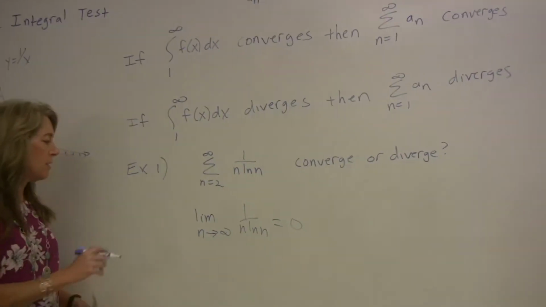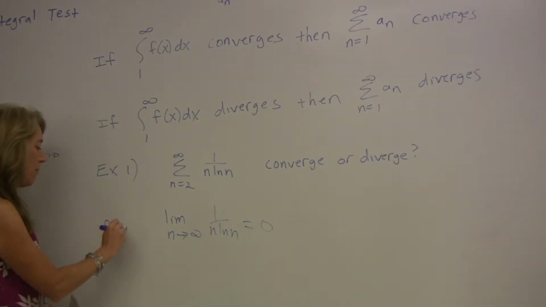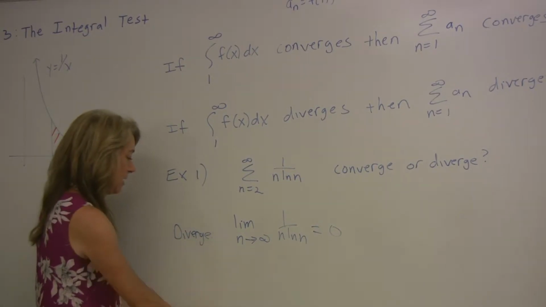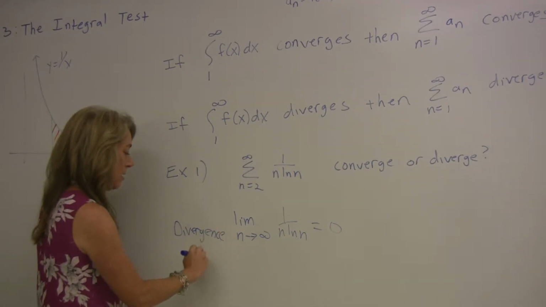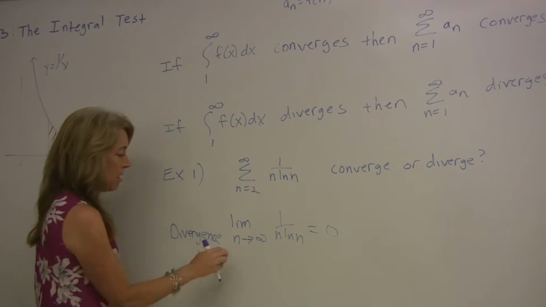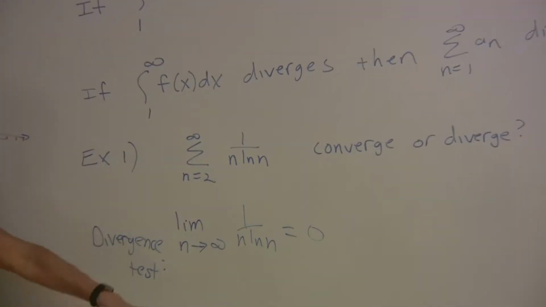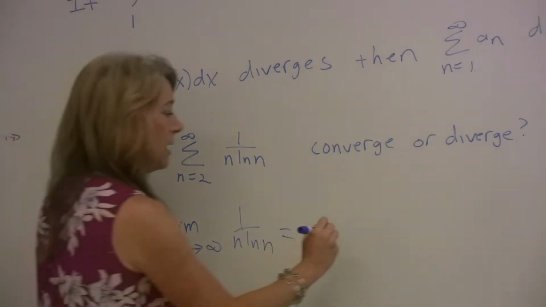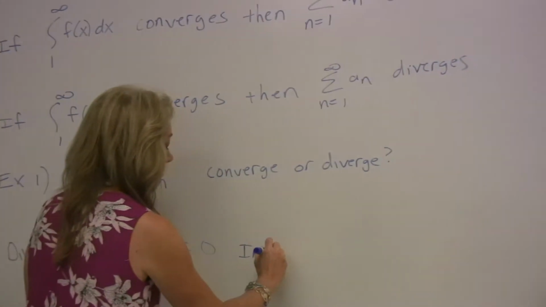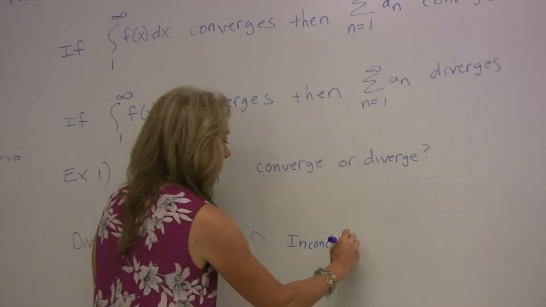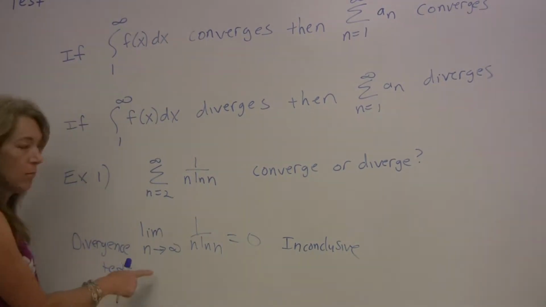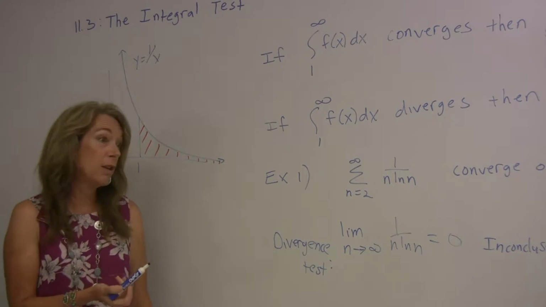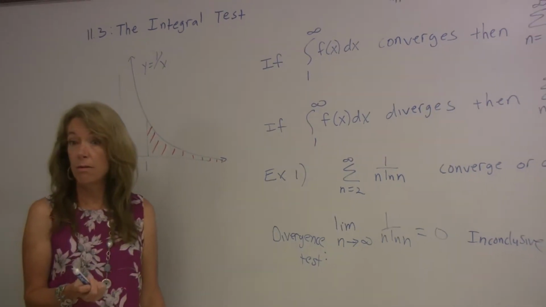So what does the divergence test tell me? Inconclusive, thank you. Divergence test. I'm doing a divergence test here. If it was not 0, I would know it diverges. If it is 0, it's inconclusive. Can't say that enough. This means there's some hope that it could converge, but I don't really know.